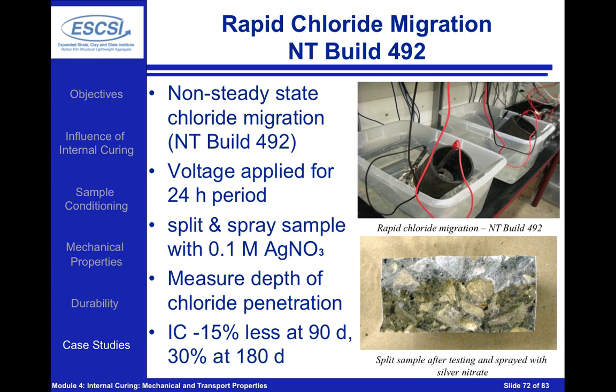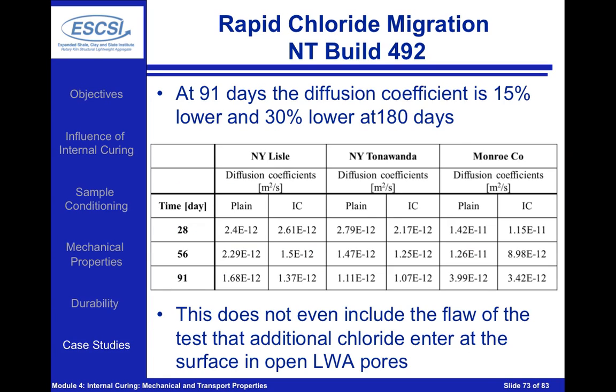Similar results shown here for the rapid chloride migration test known as NT-Build 492, which measures how far the chlorides penetrate into the surface. The internally cured concrete showed 15% less penetration at 90 days and 30% less penetration after 180 days, and that would result in a lower diffusion coefficient.